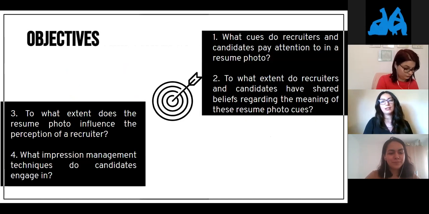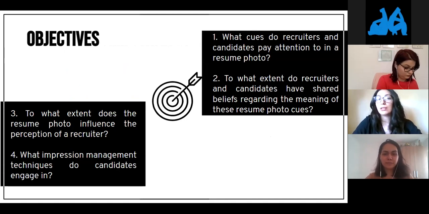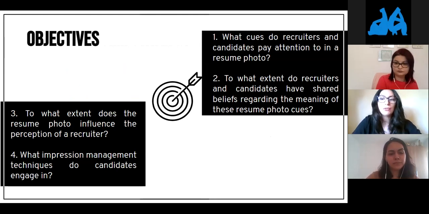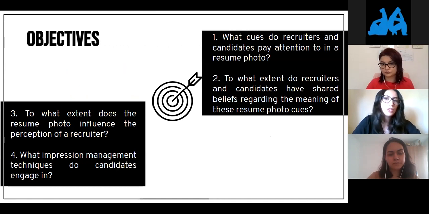So we have set 4 objectives. The first one: what cues do recruiters and candidates pay attention to in a resume photo? Secondly, to what extent do recruiters and candidates have shared beliefs regarding the meaning of these resume photo cues? Thirdly, to what extent does the resume photo influence the perception of a recruiter? And lastly, what impression management techniques do the candidates use?